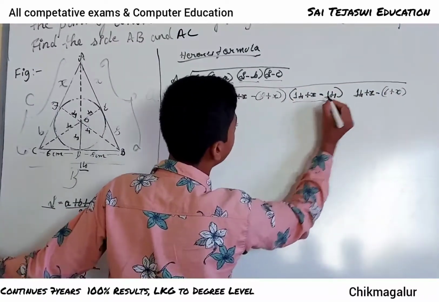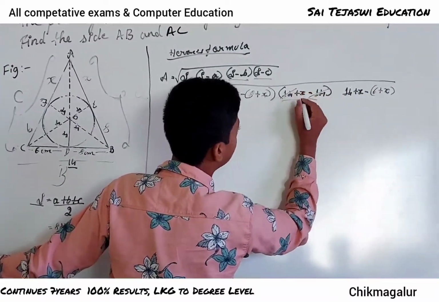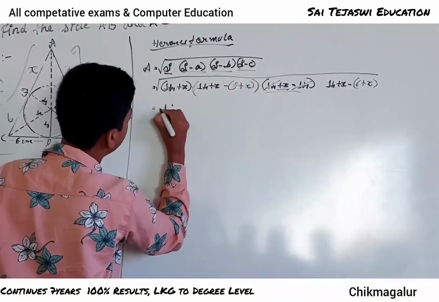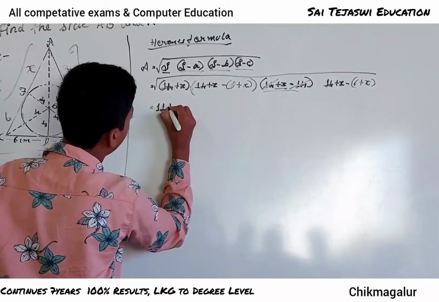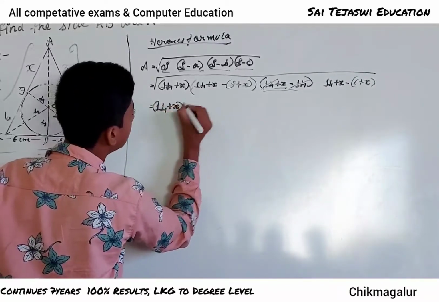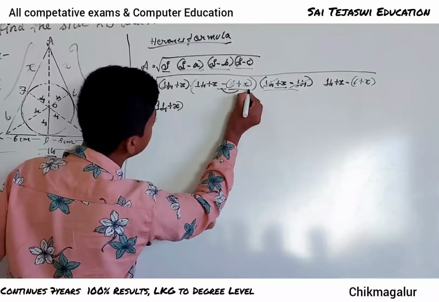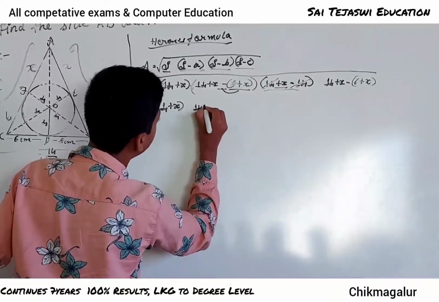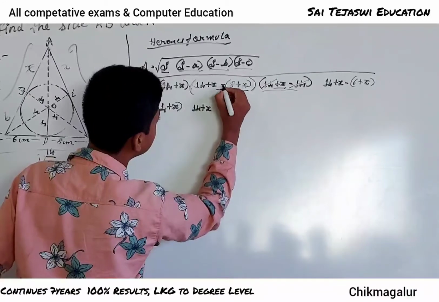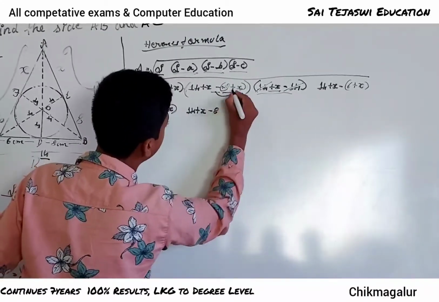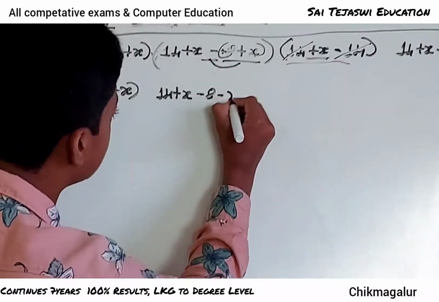And in this term, minus 6 and 14x get cancelled, remaining is only x. So area equals to 14 plus x, and here we should apply this minus symbol to both these terms. So when we apply that, we will get 14 plus x. Here plus into minus is minus, which is 8, and again plus into minus is minus, which is x.